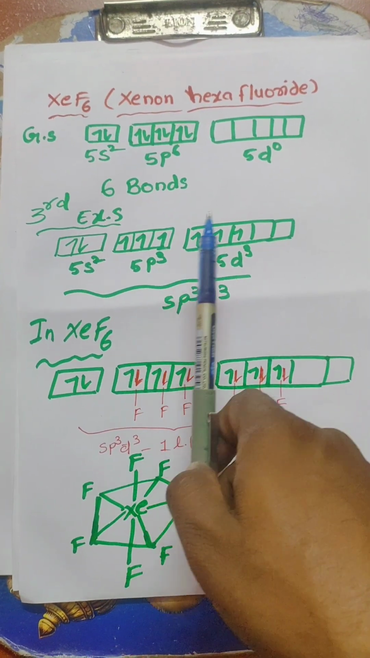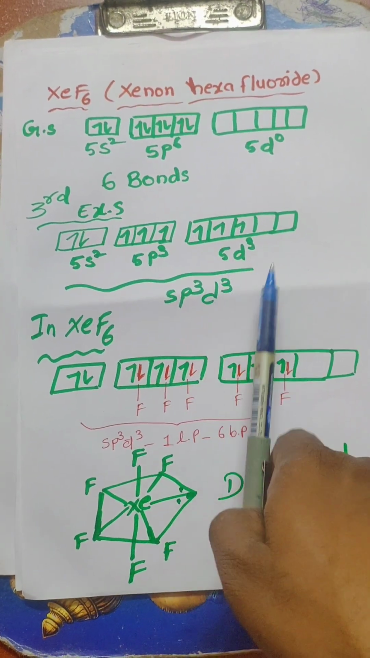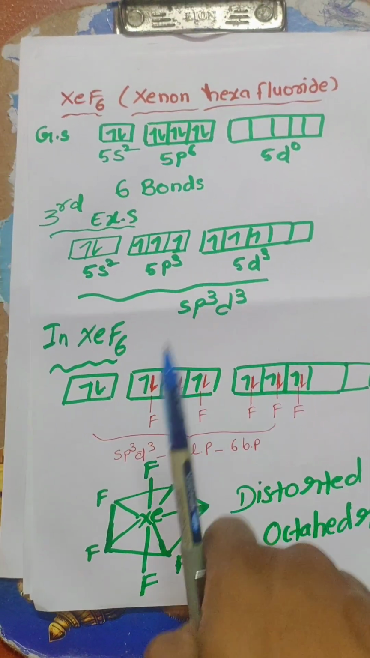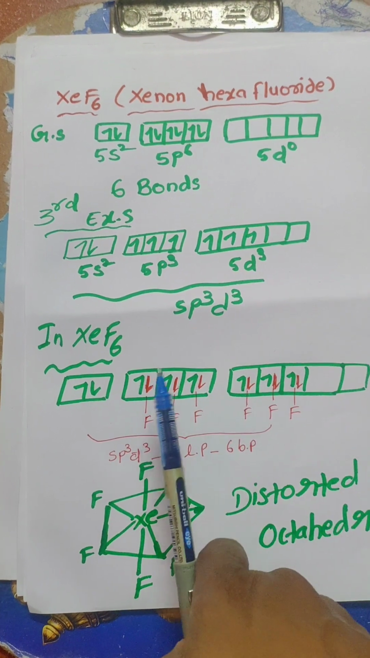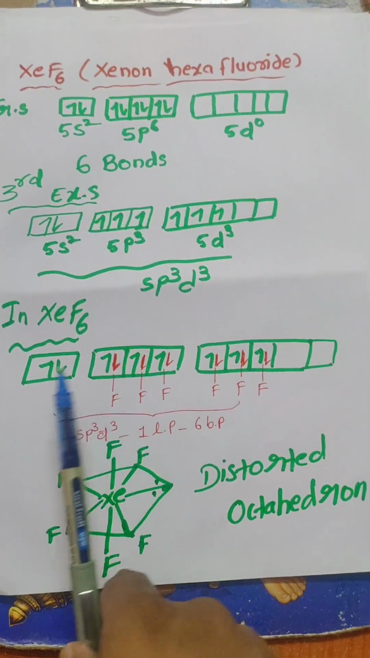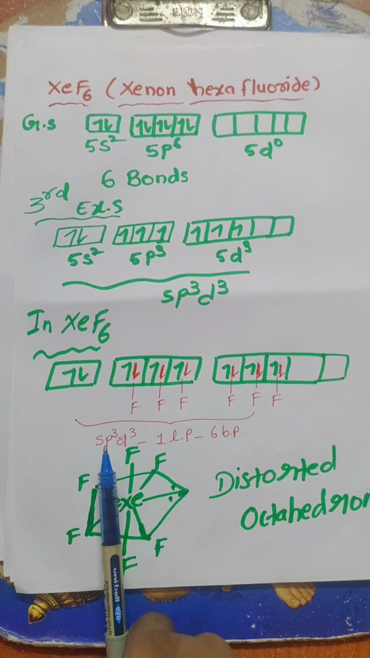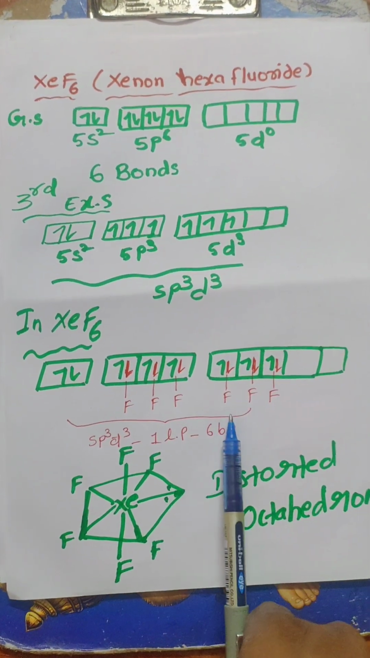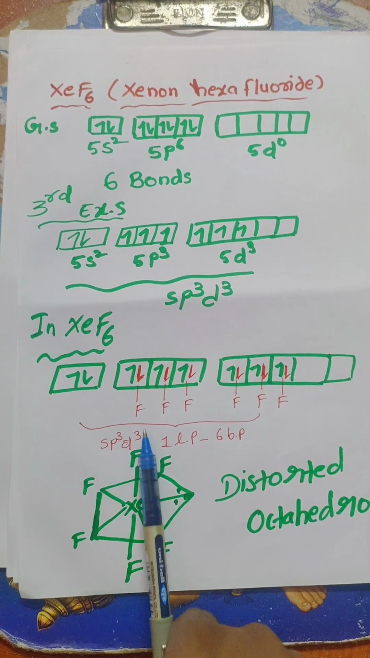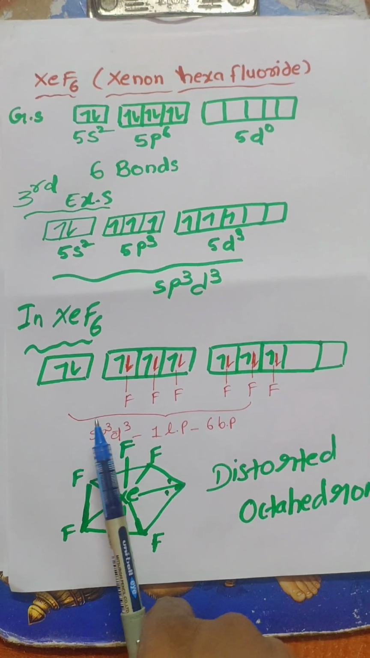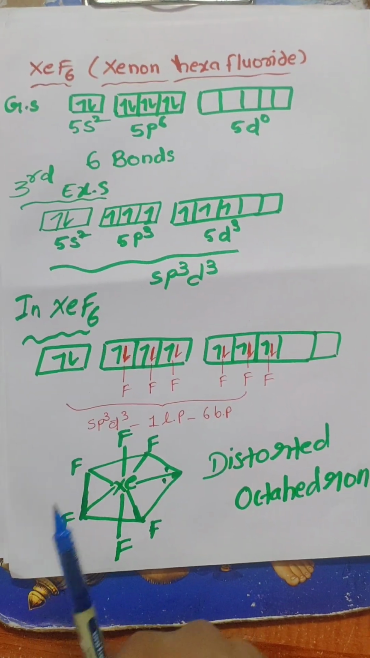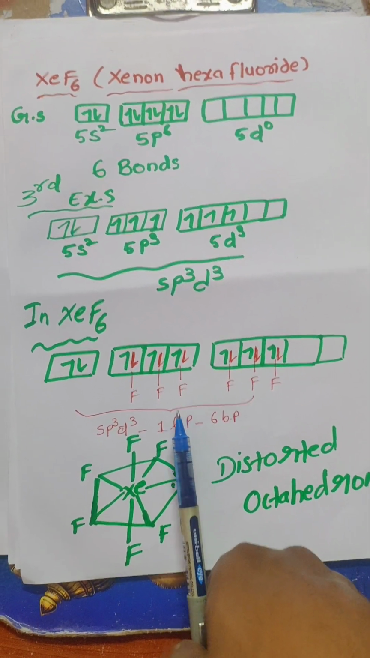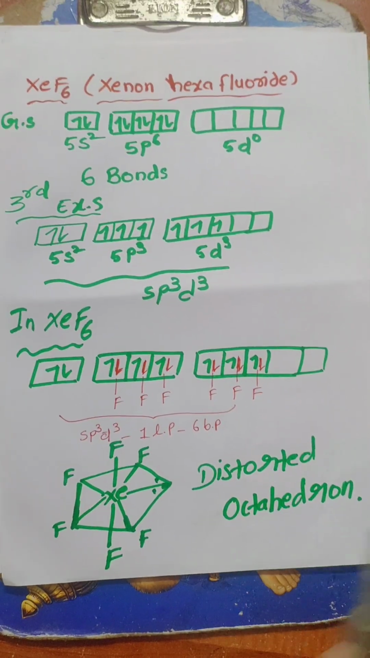And in this excited state, the hybridization is sp3d3. And in this hybridized state, each fluorine atom gives 1 electron and forms 1 bond. Like that, we get the 6 bonds. And here in XeF6, the hybridization is sp3d3. And it has 1 lone pair and 6 bond pairs. If the hybridization is sp3d3 and if it has no lone pairs, it should get the pentagonal bipyramidal structure. But as it has 1 lone pair, we get the distorted octahedron structure.